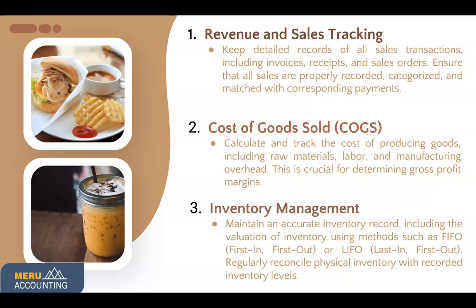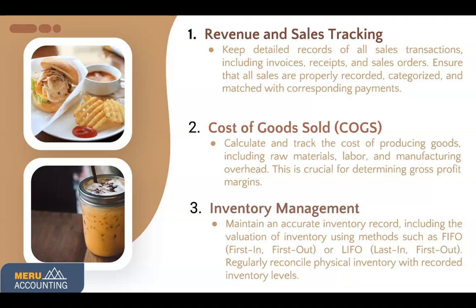Second, cost of goods sold. To track the cost of producing goods, including the expenses for the raw materials, labor, and manufacturing overhead. Regularly updating these costs is crucial for determining the gross profit margins, helping to evaluate the pricing strategies, managing the expenses, and maintaining overall profitability. Accurate cost tracking helps to inform financial decision making.